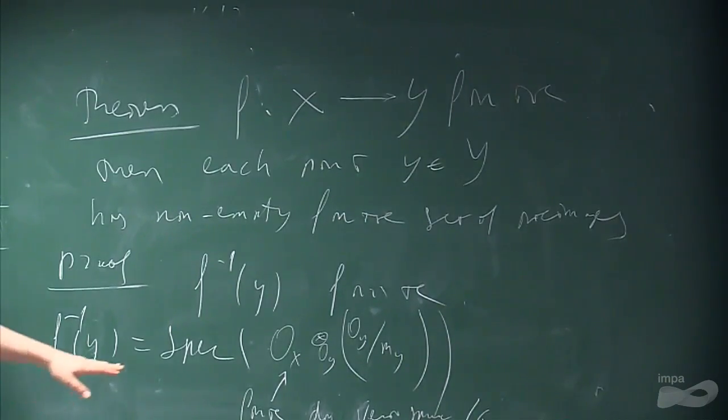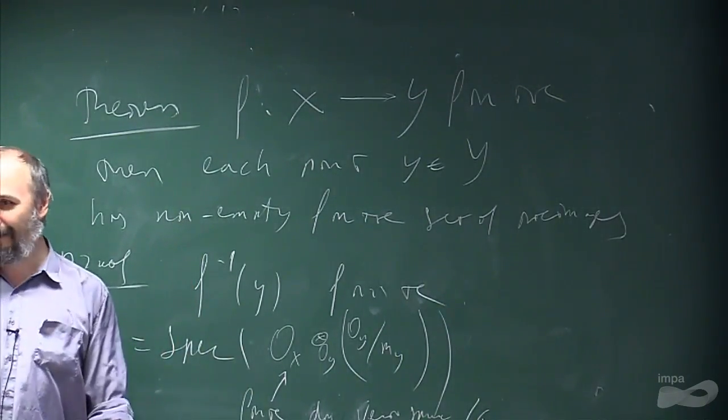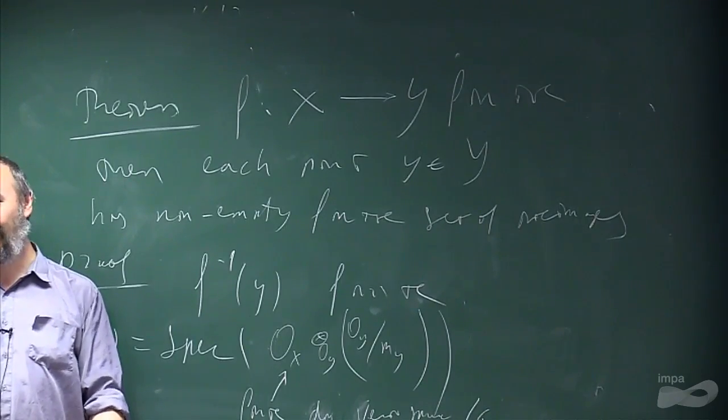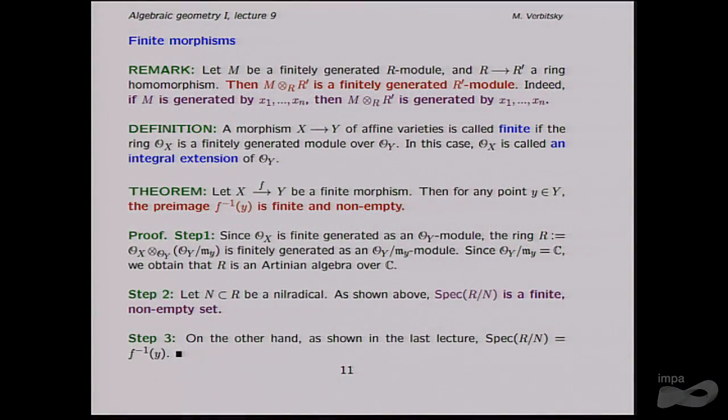Okay, we just proved that every finitely generated algebra without nilpotents is the direct sum of fields. In our case, the fields are C. Then they're finitely many, and they are non-empty. So the set of maximal ideals of this ring is finite, and we're done. Finite, and obviously non-empty because it's a non-empty ring.